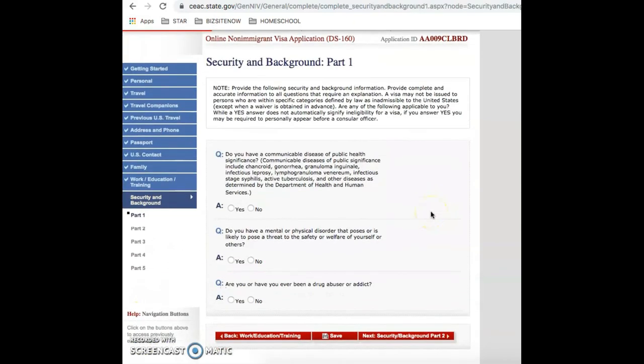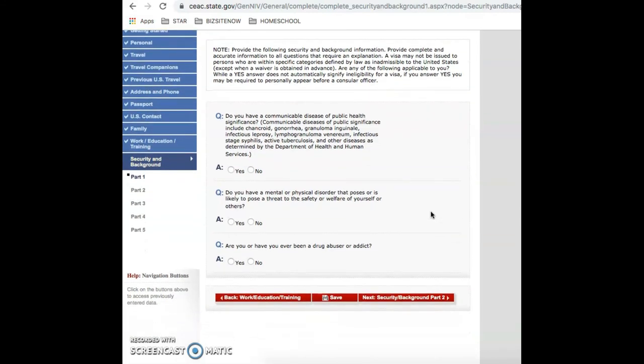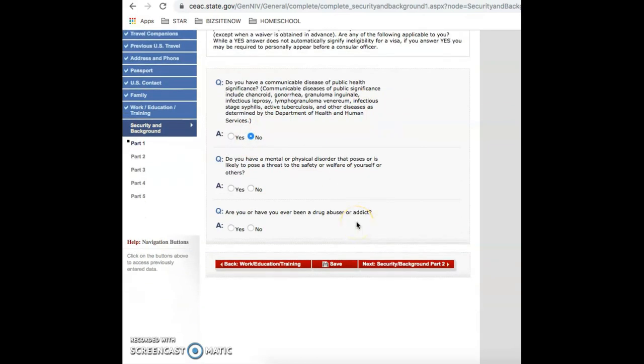Ayan. So, pag dumating ka na dito sa part na to, medyo makakahinga ka na ng maluwag kasi halos lahat ng sagot dito ay no. So, it's the security and background check, part 1. Question number 1, do you have a communicable disease of public health significance? Yan, kung may sakit ka daw ba, you just read it and most likely naman ang sagot dito is no. Do you have a mental or physical disorder that poses or is likely to pose a threat to the safety or welfare of yourself or others? No. Are you or have you ever been a drug abuser or addict? No.